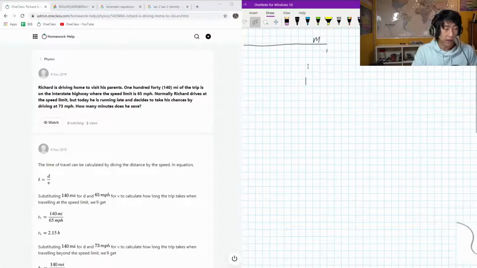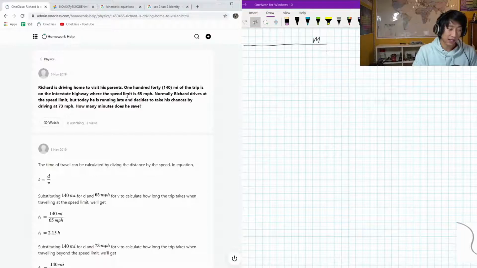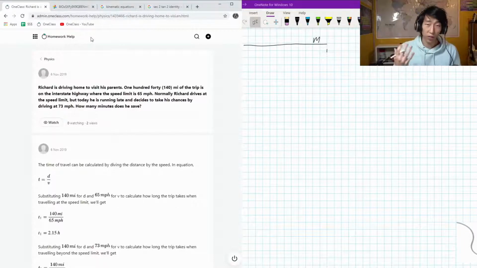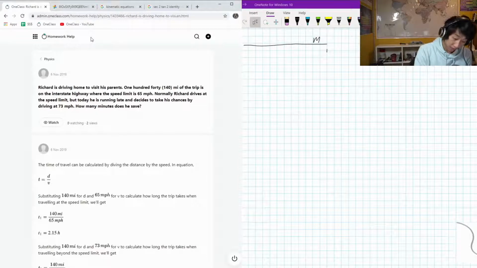Okay, so here we have the next question on the menu today. It is presenting the situation: Richard is driving home to visit his parents. 140 miles of the trip is on the interstate where the speed limit is 65 miles per hour. Normally Richard drives at the speed limit, that's good, but today he's running late and decides to take his chances by driving a little bit faster at 73 miles per hour. How many minutes does he save? And is the savings in minutes worth the risk of being caught for speeding? Because speeding is serious business.